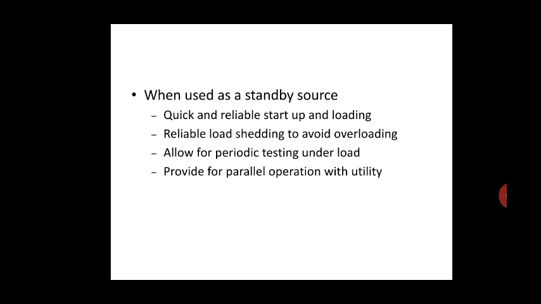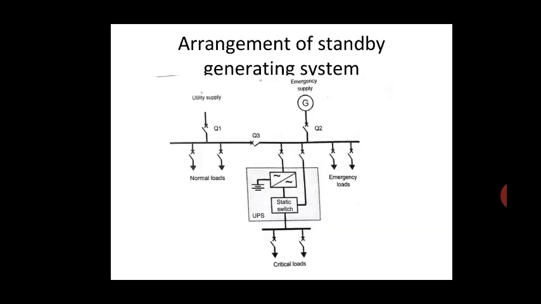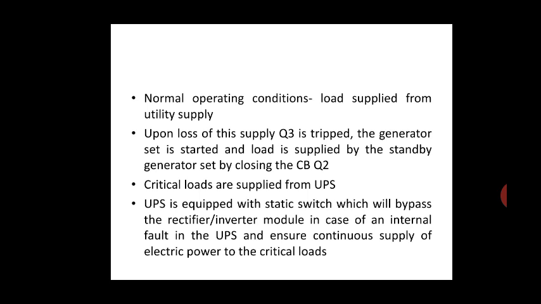And when used as a standby source, quick and reliable start-up and loading. So ഇത് standby source ആയിട്ട് യൂസ് ചെയ്യുമ്പോൾ അത് ക്വിക്ക് ആയിരിക്കണം, പെട്ടെന്ന് സ്റ്റാർട്ട് ചെയ്യണം, പിന്നെ റിലയബിൾ സ്റ്റാർട്ടപ്പ്, കുറേ നേരത്തേക്ക് പവർ സപ്ലൈ ചെയ്യണം. റിലയബിലിറ്റി അതായത് ability to supply continuity to the power, and reliable load shedding to avoid overloading, and allow for periodic testing under load and provide for parallel operation with utility. So ഇതാണ് ഈ സ്റ്റാൻഡ് ബൈയുടെ അറേഞ്ച്മെൻ്റ്. ഈ സ്റ്റാൻഡ് ബൈയുടെ അറേഞ്ച്മെൻ്റ് ഞാൻ അടുത്ത ക്ലാസ്സിൽ ഡീറ്റെയിൽ ആയിട്ട് എക്സ്പ്ലെയിൻ ചെയ്യും.